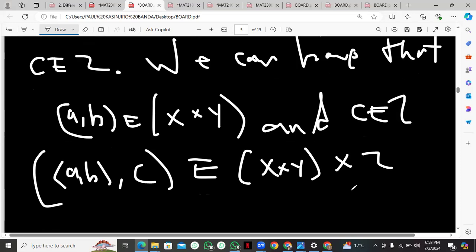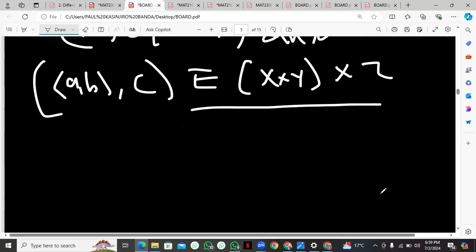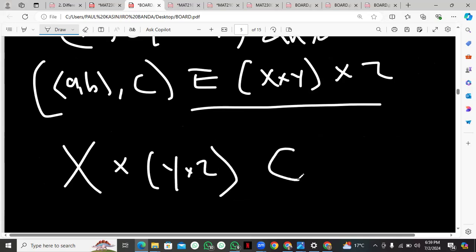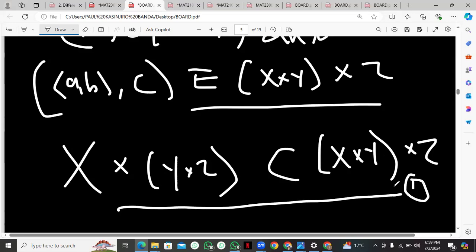So you can see that we started with the Y and the Z in the brackets, and we have ended up with the X and the Y. So we have switched the brackets. That's what we are doing here. This shows that what we had at first, Y Cartesian product with Z, is actually a subset of what we have here. So we can write X, then Y Cartesian product Z. So this becomes the first part of the proof.